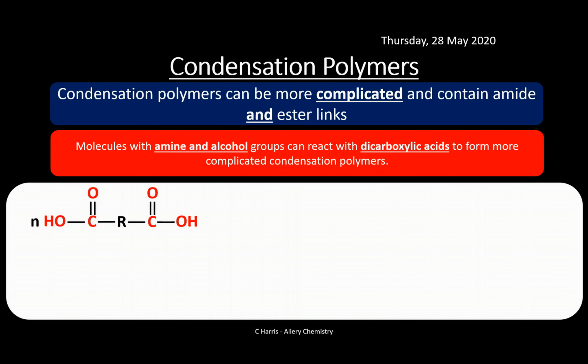So let's just have a look at an example. It's always better looking at examples of these. You can see here we've got our dicarboxylic acid at the top, which is fine. But on the bottom here, we have an amine and an alcohol group at the end here.